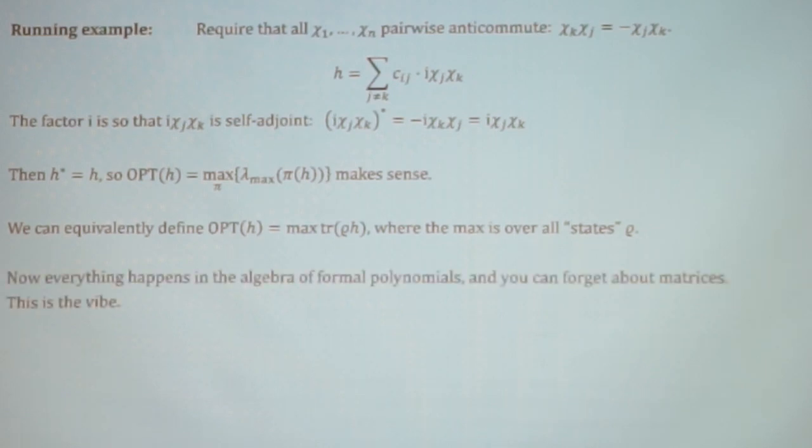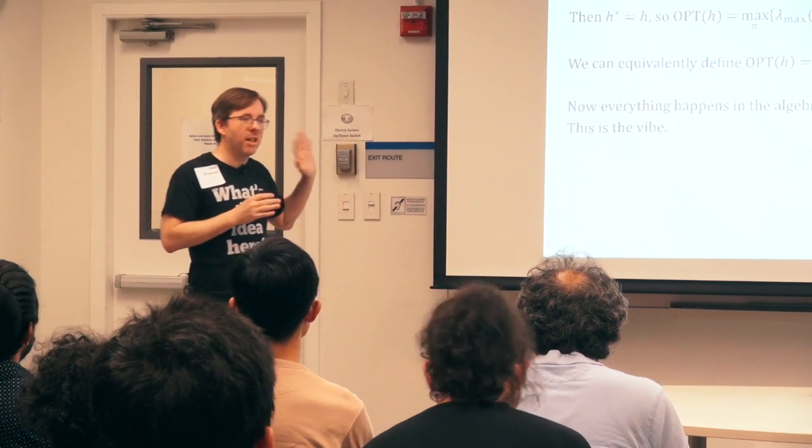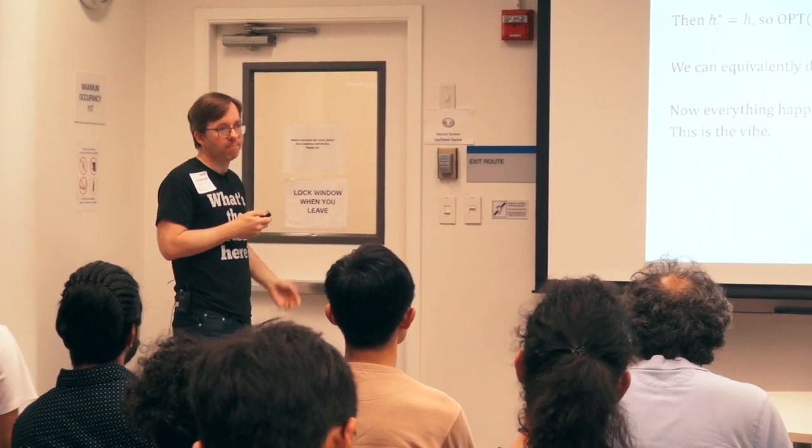I'll give an example here. But what's nice about it, and it connects to the message, is that now everything is happening in the algebra of formal polynomials. There are no matrices anymore. And I encourage you to sometimes think about your problem in this way, if you can.